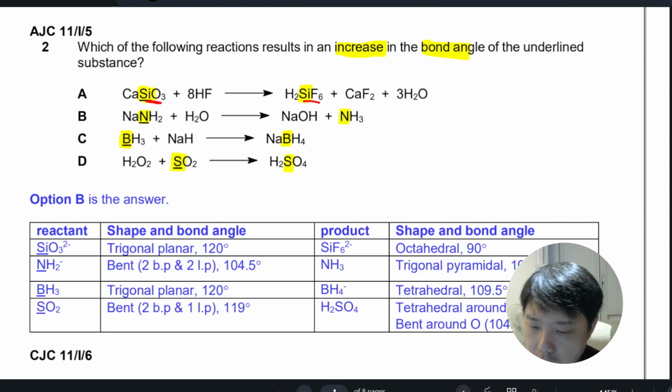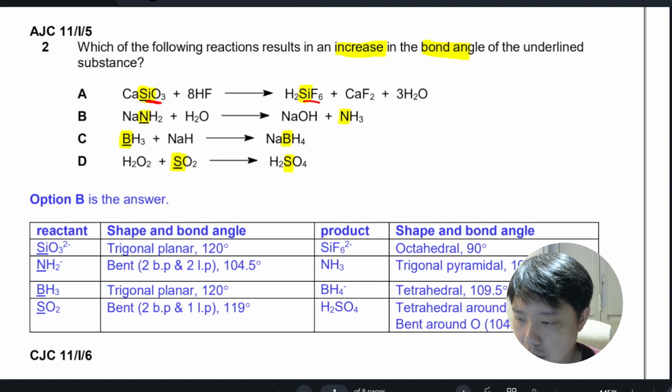Alright guys, for the second question, you really need to be very familiar with your VSEPR in chem bonding. Okay, so I've highlighted all the atoms that you're supposed to see if there's an increase in the bond angle. So the first option, A, silicon trioxide, actually is trigonal planar.